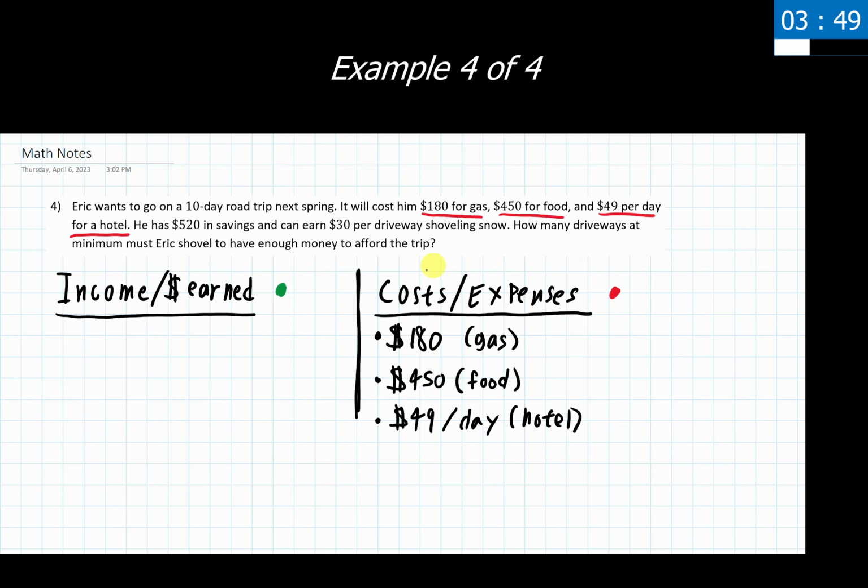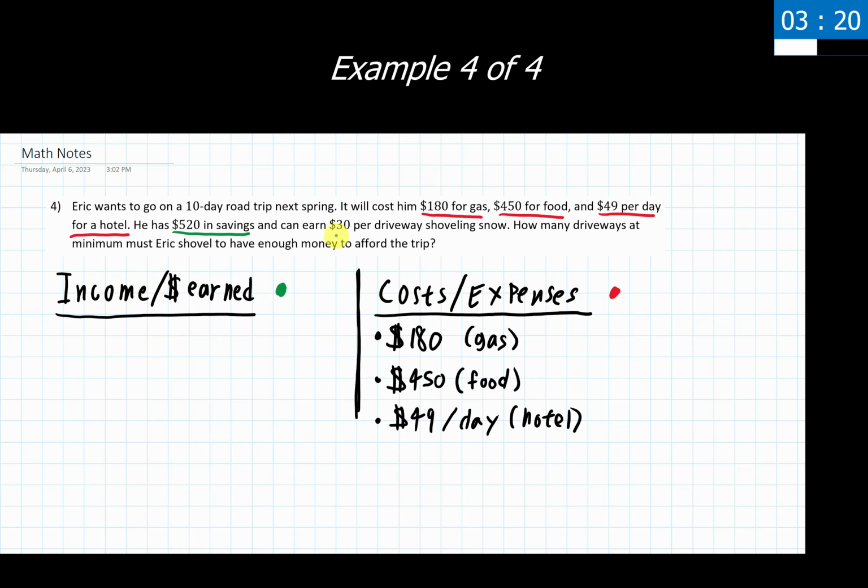And now we have all of our costs and expenses listed right over here. Let's go through and see what money he has in income or money that he could potentially earn in this problem. So we're told he has $520 in savings. Okay, well, it's not really income that he has, like he's earning the money, but it's just money that's already there, sitting there waiting for him to use. We can kind of count that as income if nothing else.